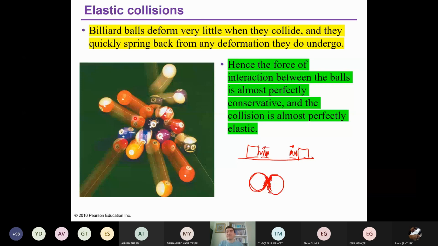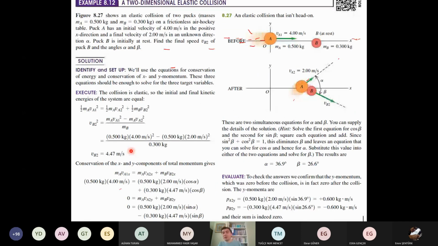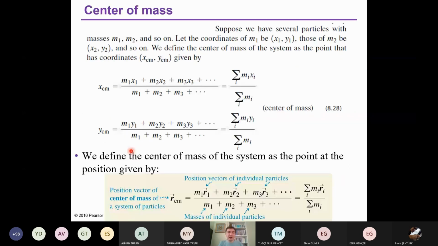Since it is not so easy to deal with each part of this system individually, instead I will use the term center of mass. I will use the position of the center of mass, the velocity of the center of mass, and the momentum of the center of mass. So now let's calculate the center of mass of the system for the x coordinate.